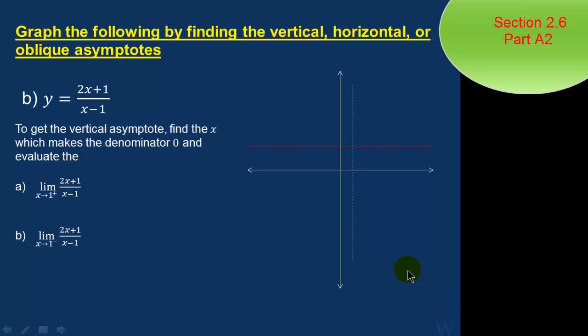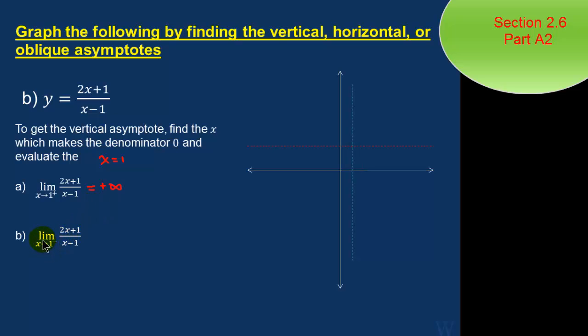Let's take another example. y is equal to (2x + 1) over (x - 1). To get the vertical asymptote, we try to find what makes the denominator 0, and of course we know that it'll be when x is equal to 1. And we take the limit of (2x + 1) over (x - 1) as x approaches 1 coming from the right. When we plug in values of x close to 1 from the right, the numerator will remain positive, and the denominator will be close to 0 in a positive sense, so the limit is plus infinity.